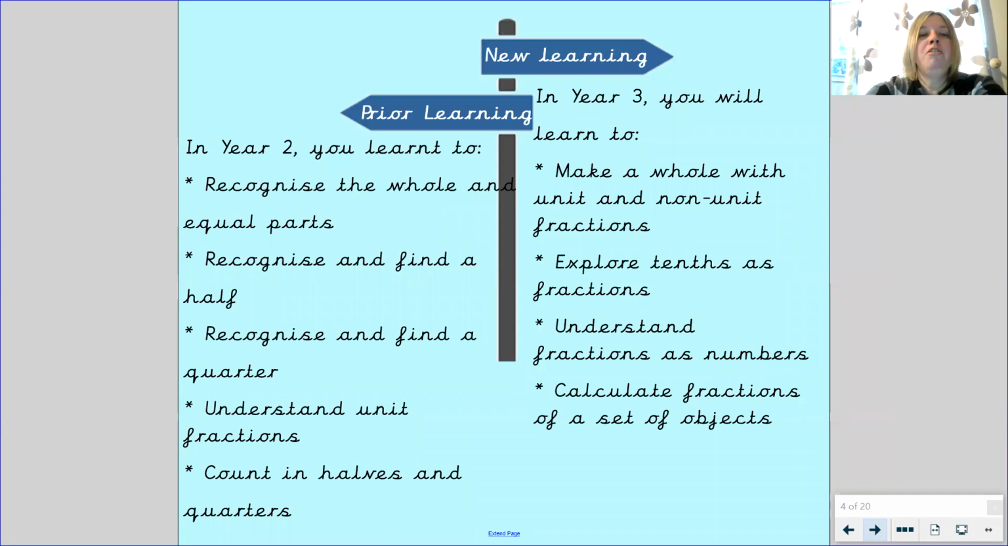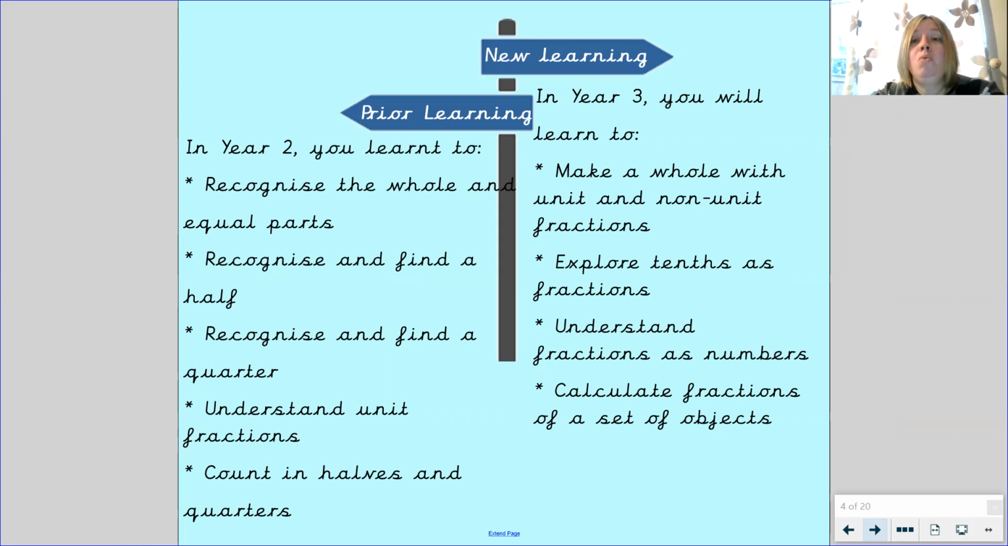In Year 2, you learnt to recognise the whole and equal parts. You recognised and found a half. You recognised and found a quarter. You began to understand unit fractions. And you also counted in halves and quarters.